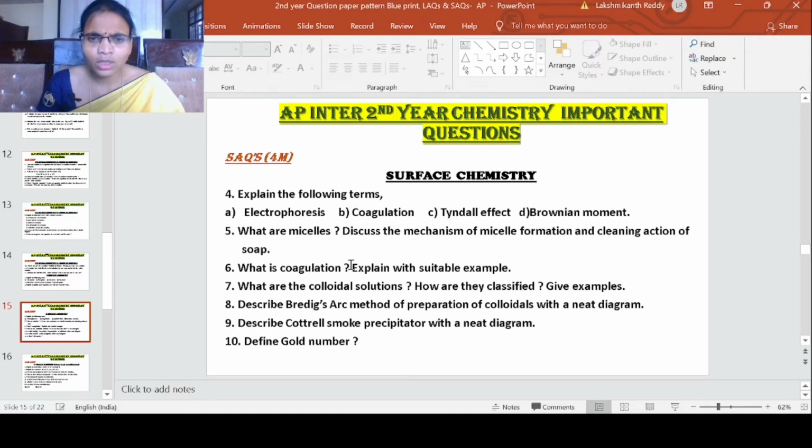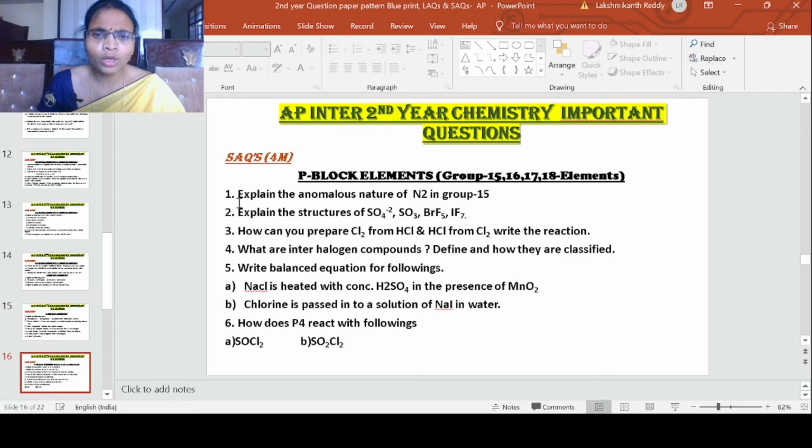Okay. So what is coagulation? Explain with a suitable example. So what are colloidal solutions? How are they classified? Give examples. Describe the Bredig's arc method for preparation of colloidal solution with a neat diagram. Describe the Cottrell smoke precipitator with a neat diagram. Define gold number. Okay. Next chapter, p-block elements.